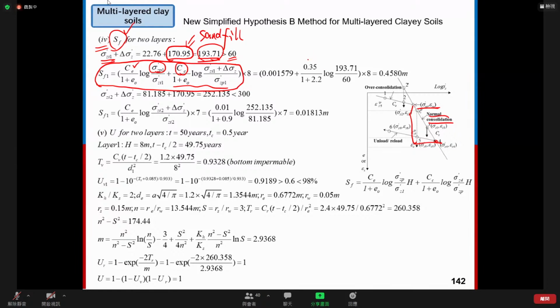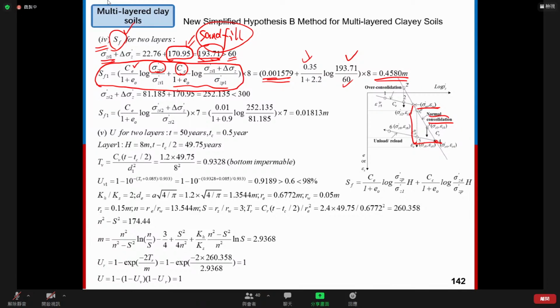So we can just input all the parameters here. This one we already calculated, right? And the CC value here, and the final stress, the initial stress. Then multiply 8. So this is SF due to the surcharge for the first layer.